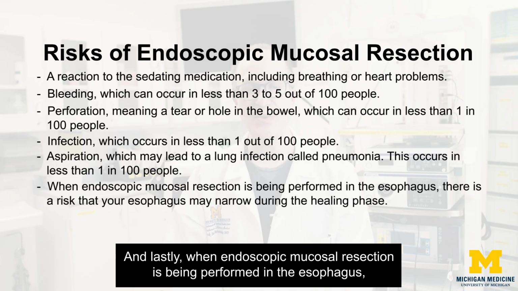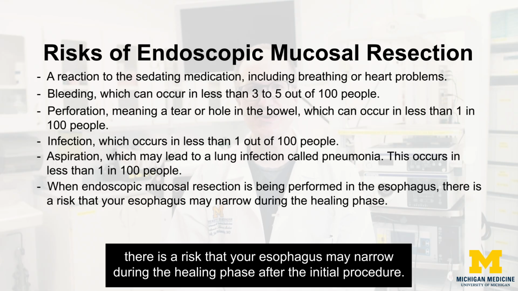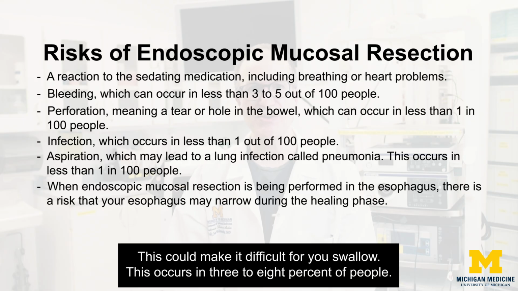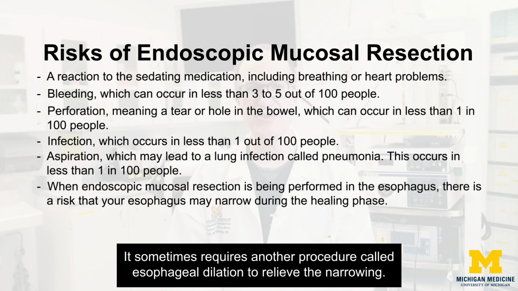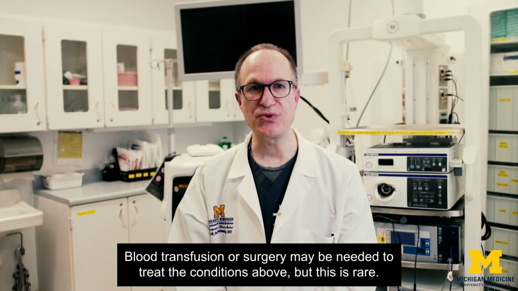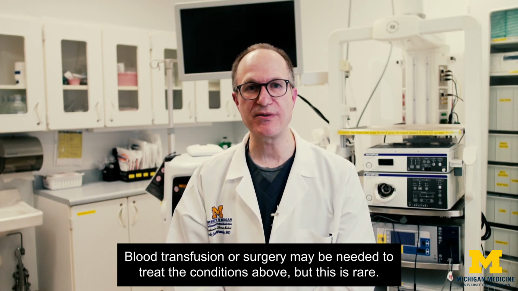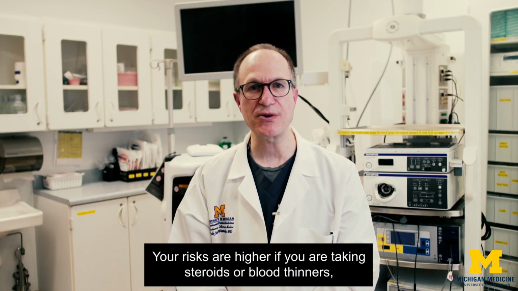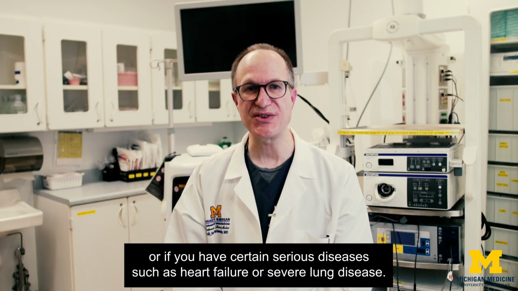And lastly, when endoscopic mucosal resection is being performed in the esophagus, there is a risk that your esophagus may narrow during the healing phase after the initial procedure. This could make it difficult for you to swallow. This occurs in 3 to 8% of people. It sometimes requires another procedure called esophageal dilation to relieve the narrowing. Blood transfusion or surgery may be needed to treat the conditions above, but this is rare. Your risks are higher if you are taking steroids or blood thinners, or if you have certain serious diseases such as heart failure or severe lung disease.